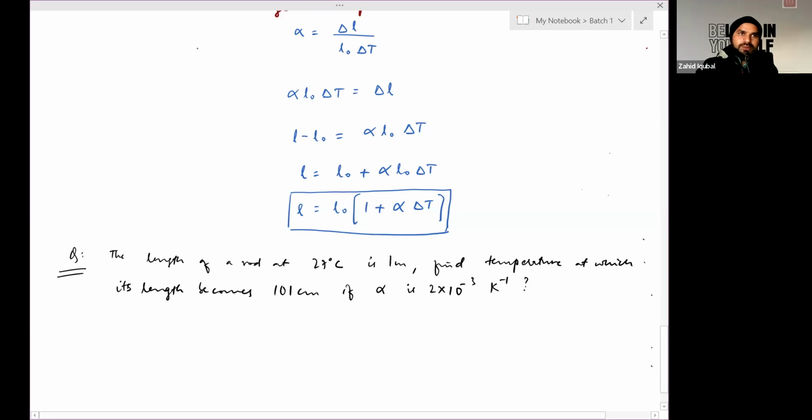Let me give you a hint how to solve. In this part, we have initial temperature, that is T naught, 27 degrees Celsius, at which length of rod is 1 meter, that is L naught. So find temperature at which length becomes 101 centimeter or just 1.01 meter if alpha is this. So use the above formula and try to find.